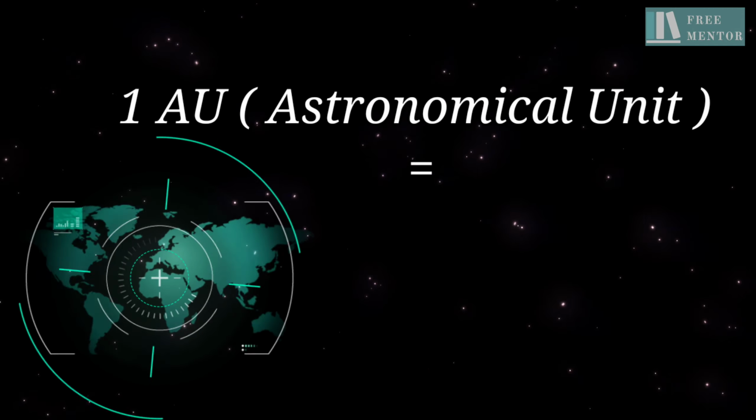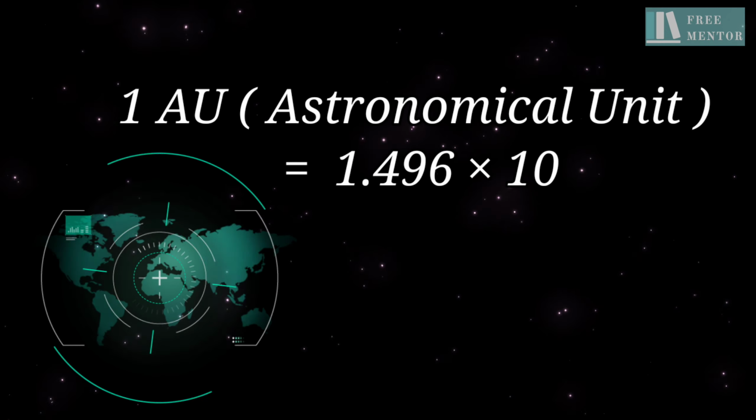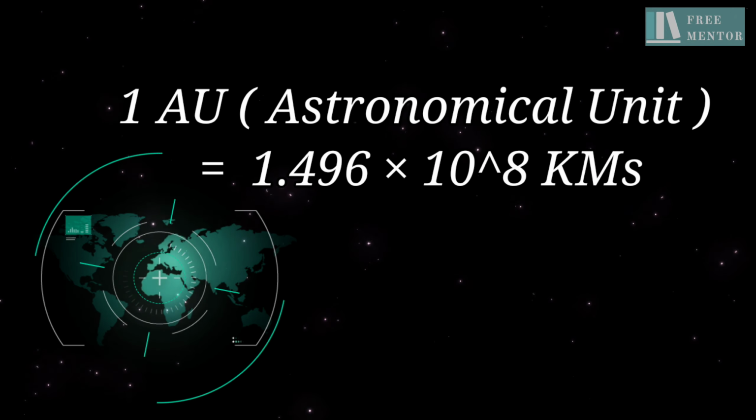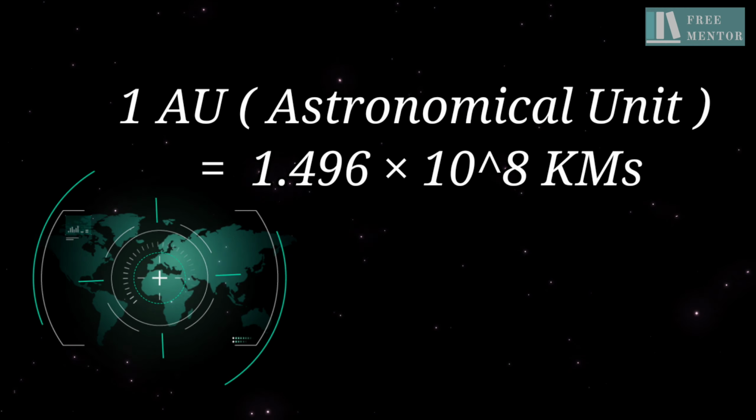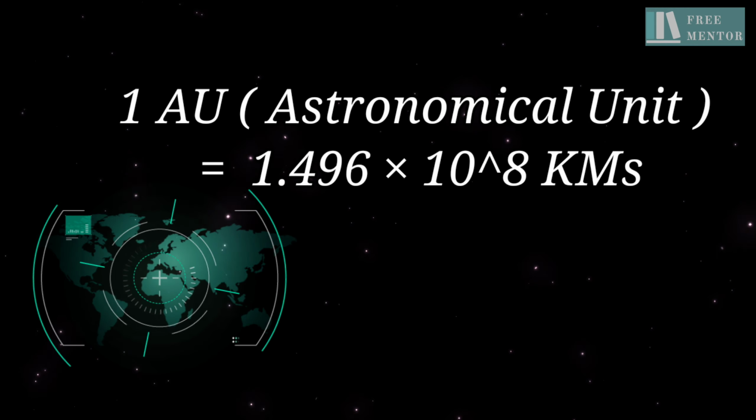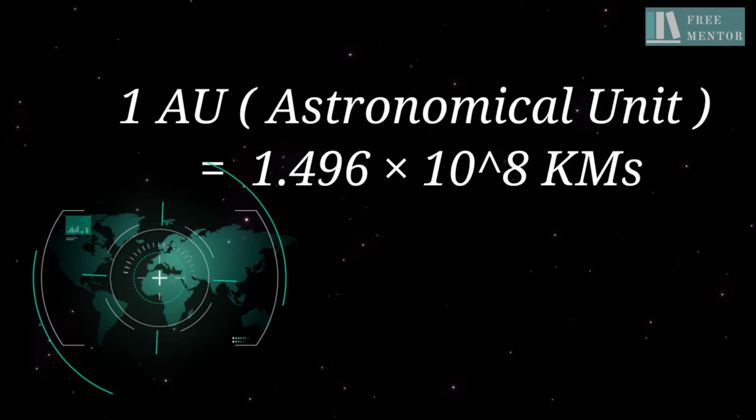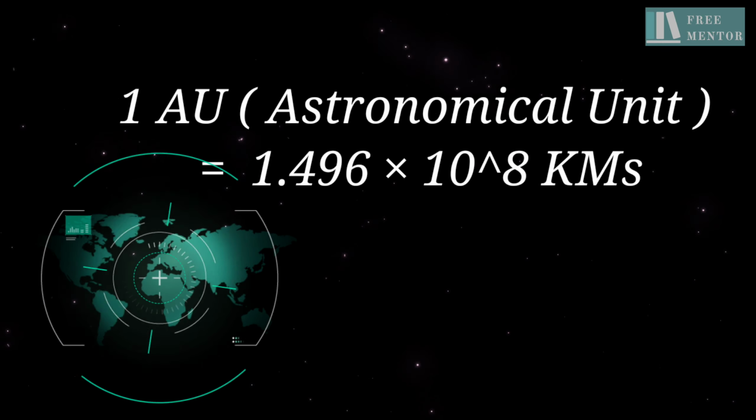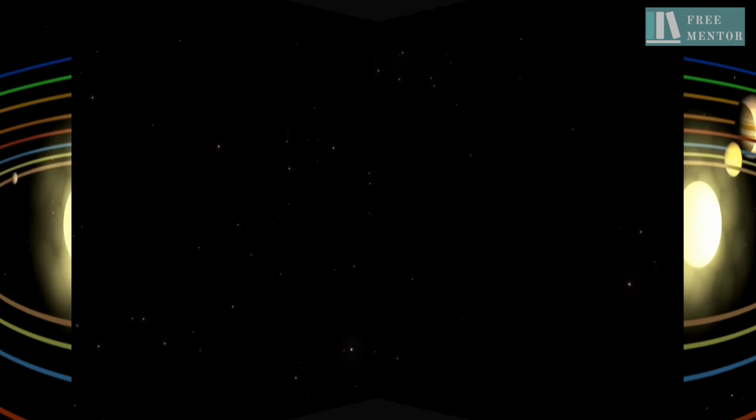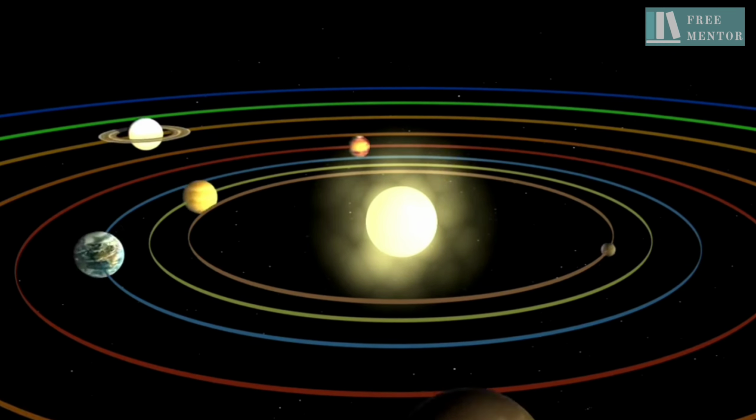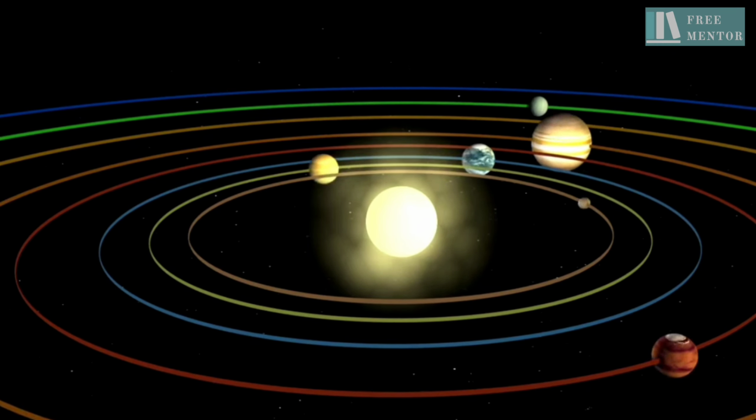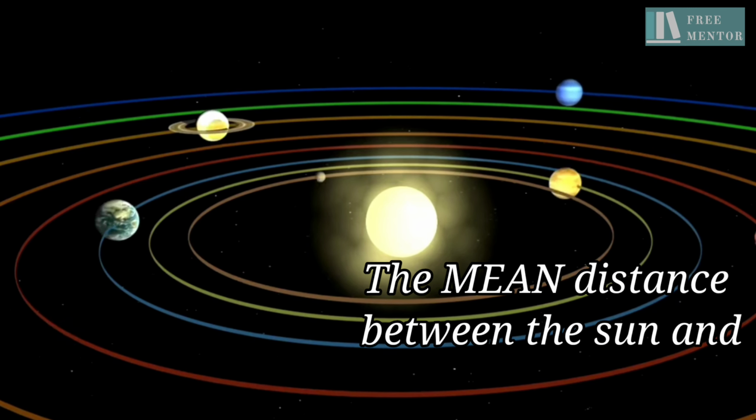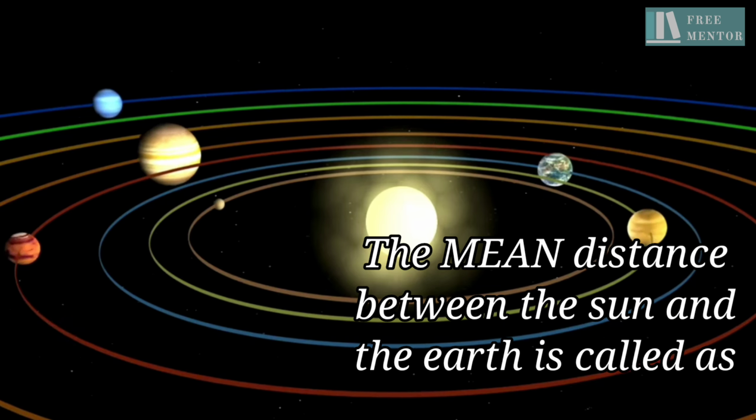So, can anybody answer what is the distance between these two bodies? It is 1.496 × 10^8 kilometers. Remember this figure. Can I say the value of one astronomical unit is 1.496 × 10^8 kilometers? In the definition, you might have observed, it says the mean distance, meaning the average distance.